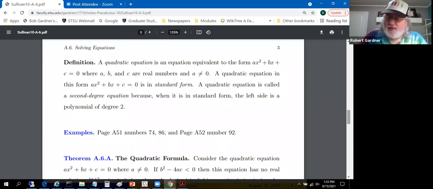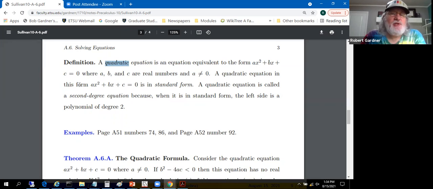We want to deal with second-degree polynomial equations. We want to derive the quadratic formula, as it says near the bottom of this page. A quadratic equation is an equation equivalent to the form ax squared plus bx plus c equals 0, where a, b, and c are real numbers and a is not 0. A is not 0 means you really do have an x squared term. b could be 0 and you might not really have an x term, but you have to have an x squared term to have something that's referred to as a quadratic.